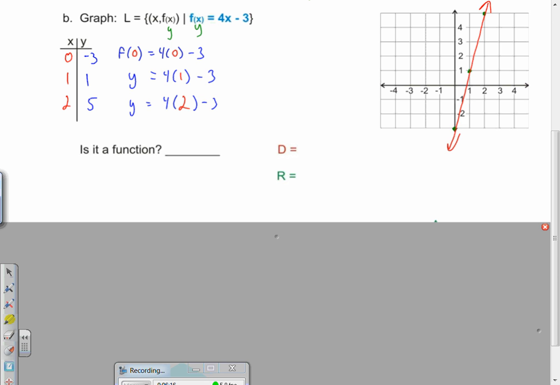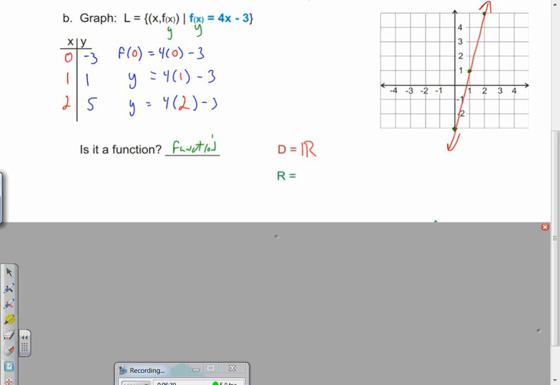Is this a function, yes or no? Yes, it is a function. So you can write yes or function. Okay, does the line go forever to the left? Yes. It's going down steeper, but it has forever to go left. Does the line go forever right? Yes. What's the domain? All the real numbers.